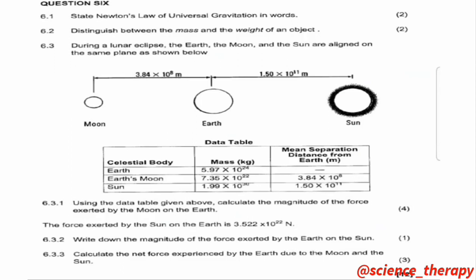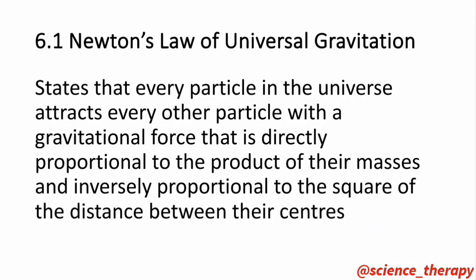Now let's look at this one. So 6.1 says, state Newton's law of universal gravitation in words. Again, we can see that definition. So by now we probably know that definition by heart, right? So Newton's law of universal gravitation states that every particle in the universe attracts every other particle with a gravitational force that is directly proportional to the product of their masses and inversely proportional to the square of the distance between their centers, right?